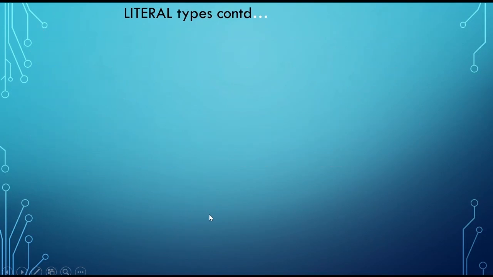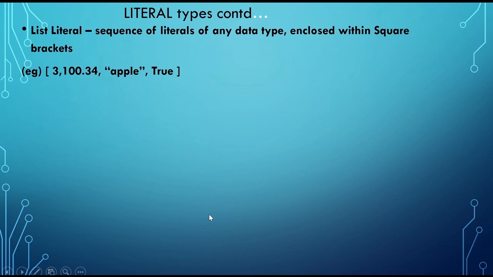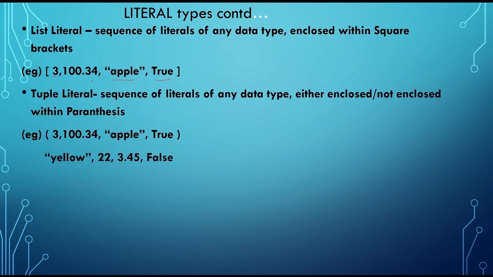Moving on, the other types of literals. This is just an example, but more about these literals are going to be explained in detail in the coming videos. A list literal is a sequence of values that are enclosed within square brackets. All these are called heterogeneous data types because, like we saw from the earlier slides, this is an integer value, this is a floating point value, this is a string, this is a boolean literal. A list can contain elements of different data types, that's why it's called a heterogeneous data type.